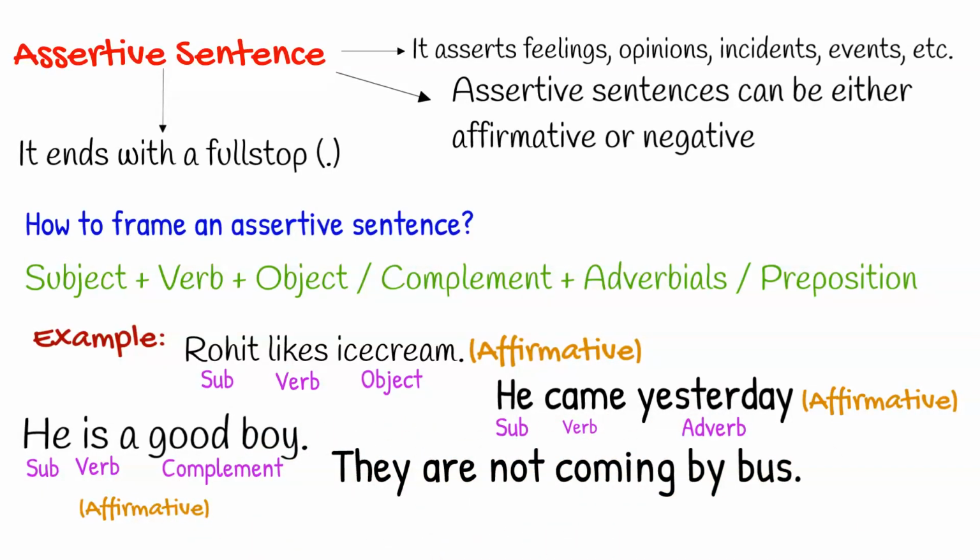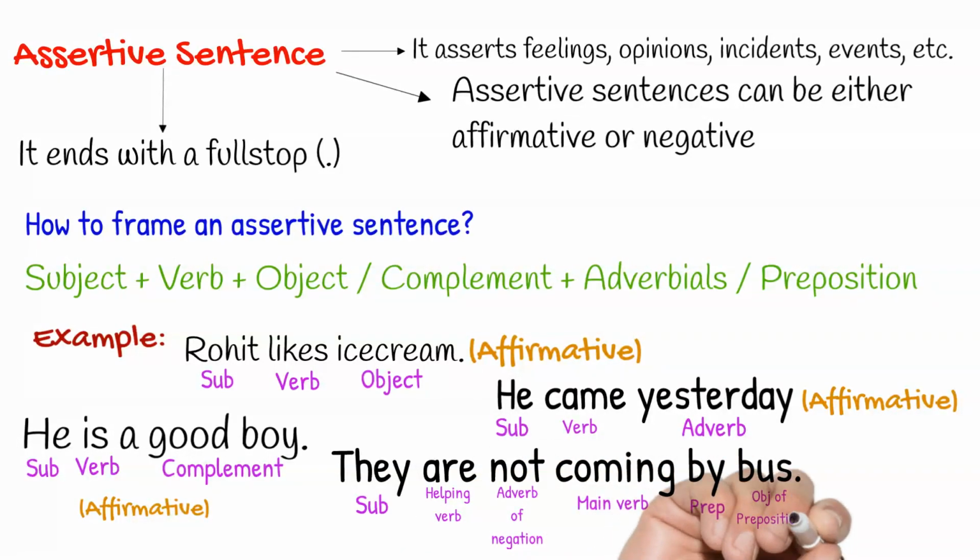Next. They are not coming by bus. Here they is the subject, are is the helping verb, not is the adverb of negation, coming is the main verb, by is the preposition and bus is the object of the preposition. It is a negative sentence. Remember, not is an adverb, and it always comes with the verb to negate it if required.